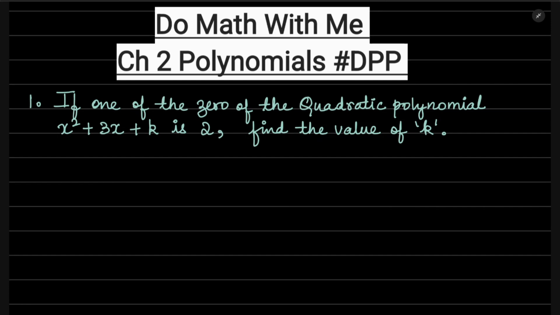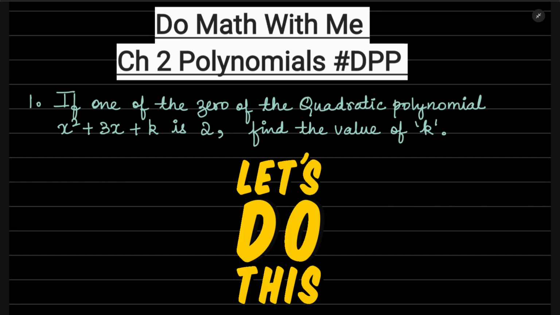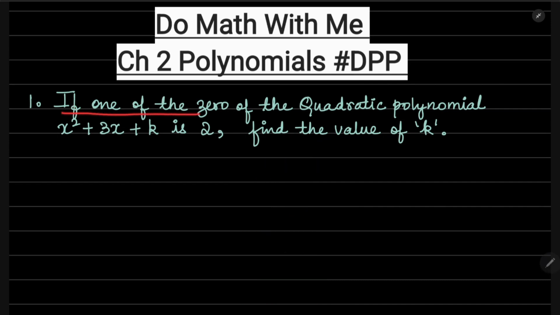Okay, so let us get started with today's set of questions from the chapter Polynomials of class 10th. The first question for the day is, if one of the zeros of the quadratic polynomial x square plus 3x plus k is 2, find the value of k. A very easy problem. Let me do it for you.